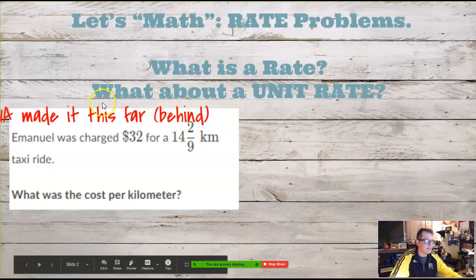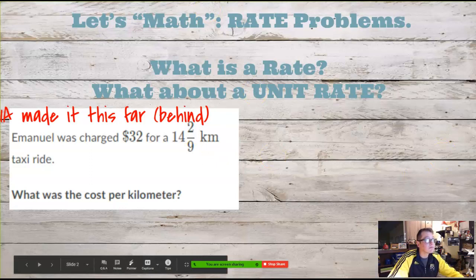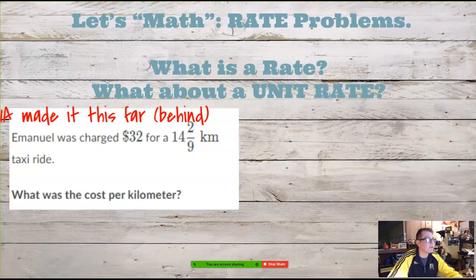All right, so this is what I had marked for how far we made it, that we didn't do this problem. So somebody tell me if I'm wrong. Have we done this problem yet? Have we talked about rates and unit rates? Somebody unmute and help me remember.